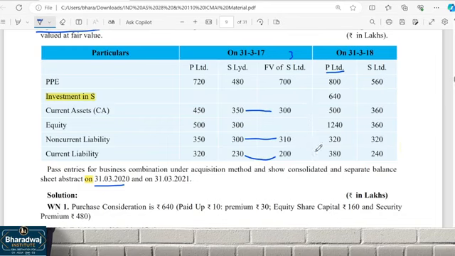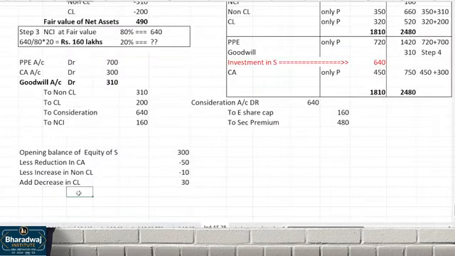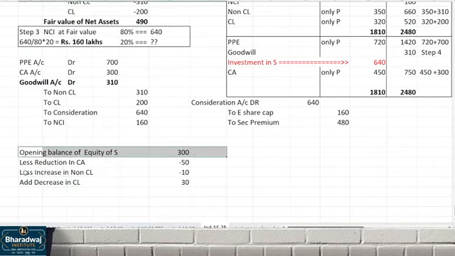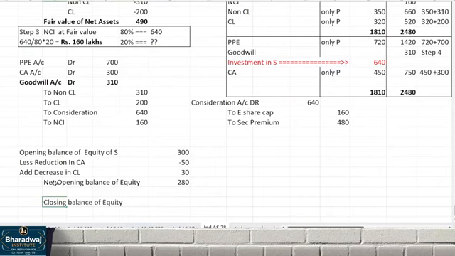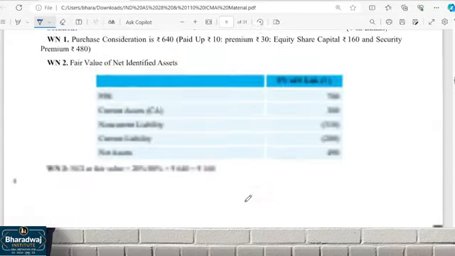How much is the change in this? No, wait. Opening balance of equity. Of course, only current assets and current liability will change. So what is the net impact? Net opening balance of equity after fair value adjustment, how much? 280. Closing balance of equity given? 360. How much is the difference? 80. That is the difference.